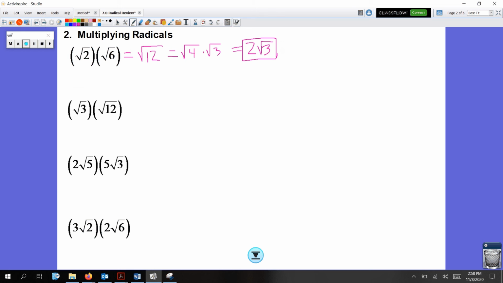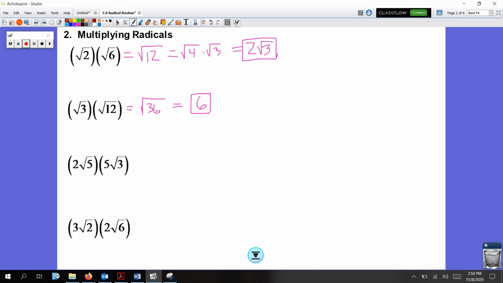All right, in my second example, I have square root of 3 times the square root of 12. I multiply those together, and I get square root of 36. Well, that's nice because square root of 36 is a perfect square. That is just 6. No more radical.